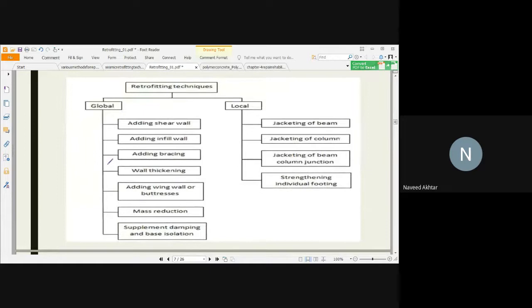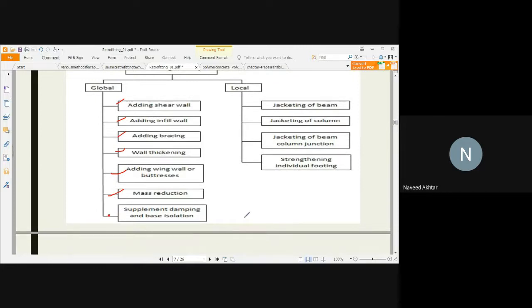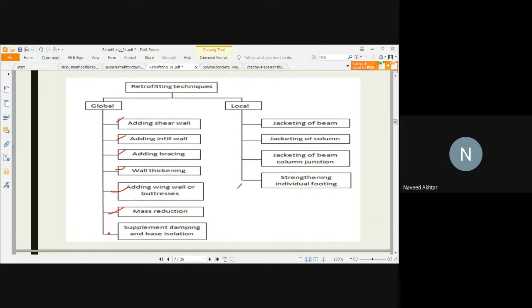These are the different types of retrofitting techniques. Globally, for the overall structure, you can see adding of shear walls, adding of infill walls, adding of bracings to the structural elements, wall thickening, adding a wing wall or buttress, mass reduction, supplemental damping, and base isolation. These are the different techniques of retrofitting of the structure, mostly used when the structure is exposed to the impact of an earthquake or vibration.